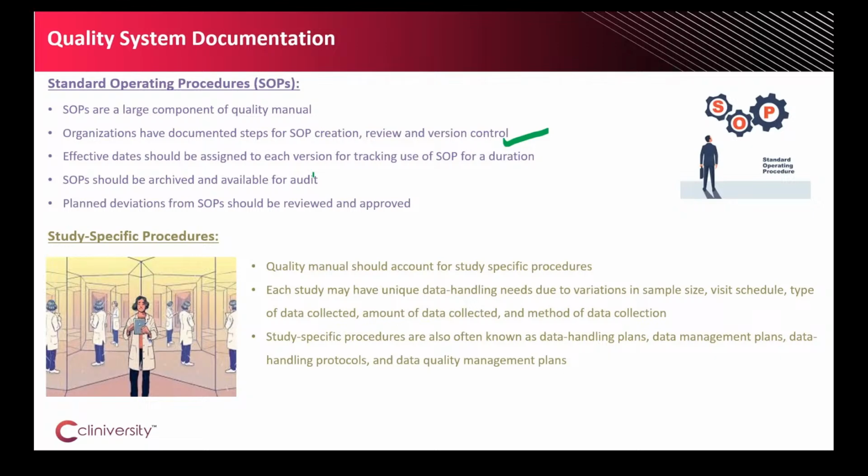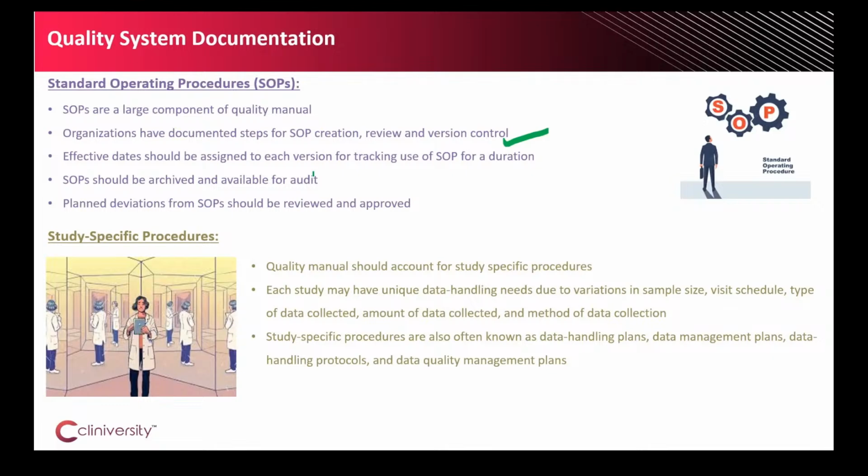Planned deviations from an SOP should receive the same level of review and approval as the SOPs from which they are deviating. The level of standardization within the organization helps determine the level of detail that should be present in the organization's SOPs. For example, an organization with standard CRF modules, database structure, and monitoring procedures may employ detailed SOPs and thus require less study-specific documentation.